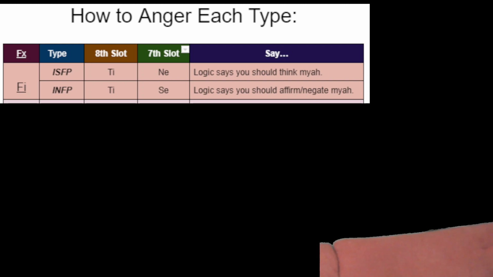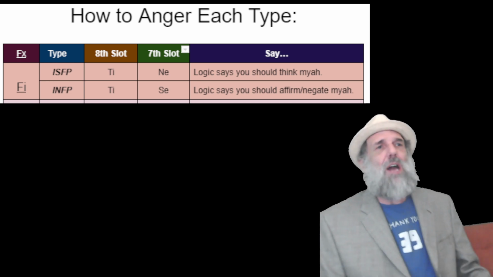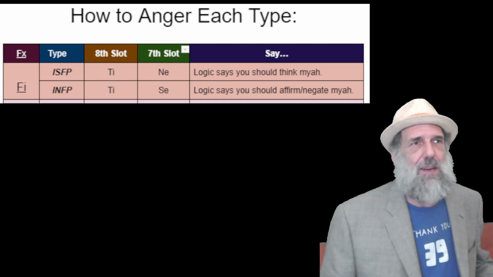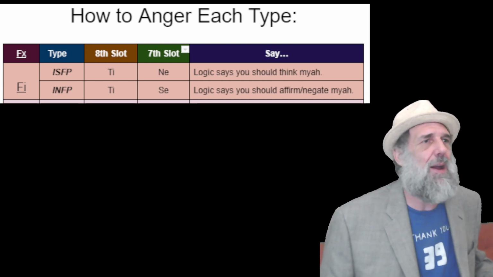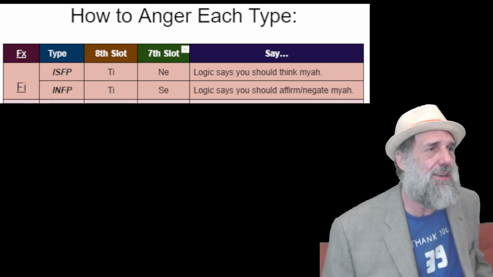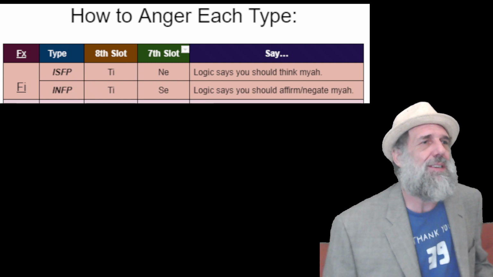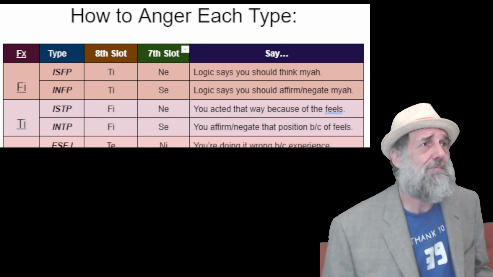And similarly, the INFP, also an FI dom, with TI in the 8th slot, is going to say, if you tell them logic says you should affirm or negate, then they're saying, okay, well then that's going to compel me into a decision, which might lead to a course of action I have to follow, and I'm not ready for any such sort of thing at the moment. So this is why pushing on somebody's 8th slot makes them mad. Let's look at the next two types.